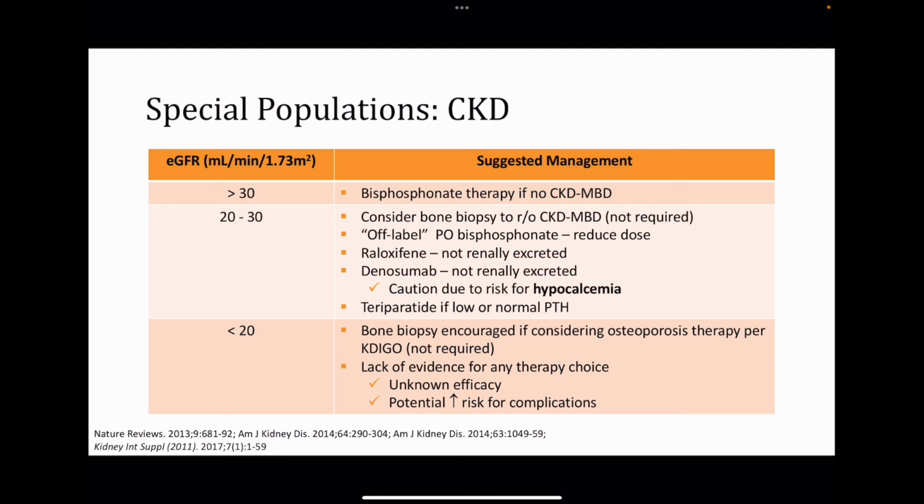Now, let's say the eGFR is less than 20. Again, we want to encourage a bone biopsy because that's going to help rule out whether or not the osteoporosis is CKD induced. But we really don't know. We don't really have enough evidence to say which medication is going to be the best. But there is some expert data out there saying that one may be good or a certain dose could be used for this patient. Just be aware that there are going to be potential risks for complications because that medication is going to be building up in a patient whose kidneys can't eliminate the medication well.